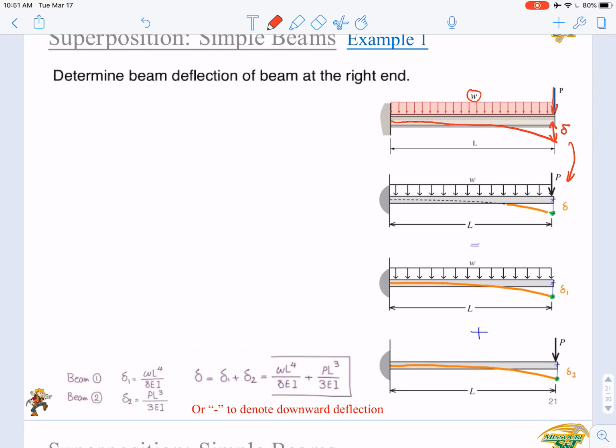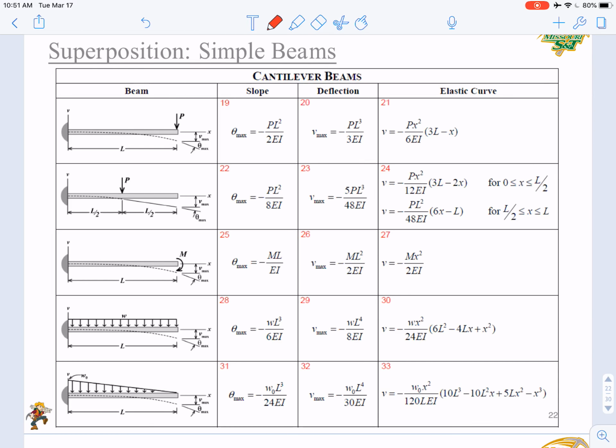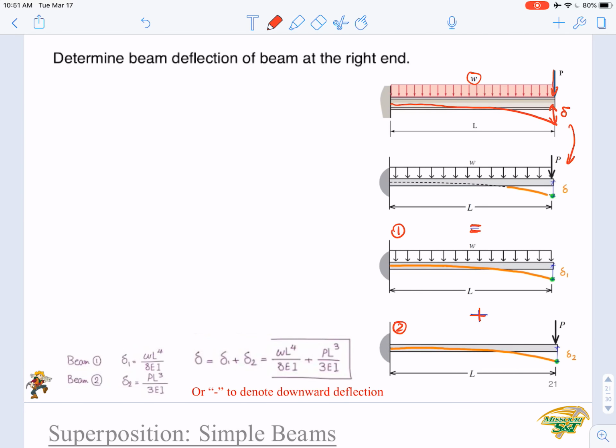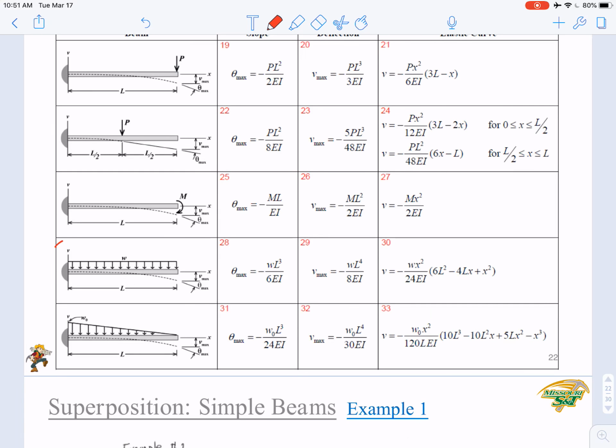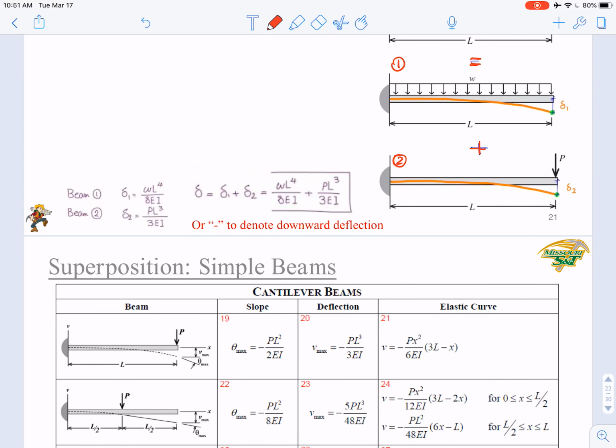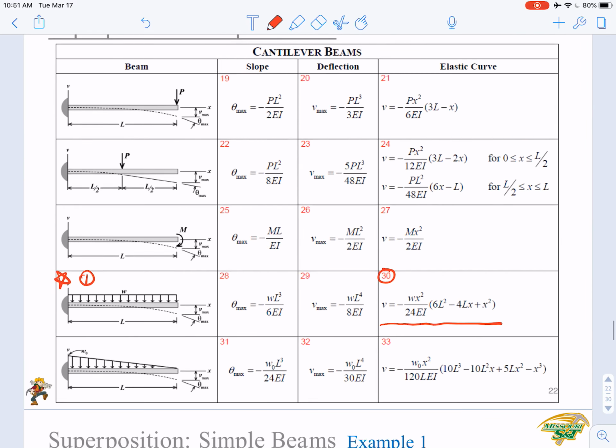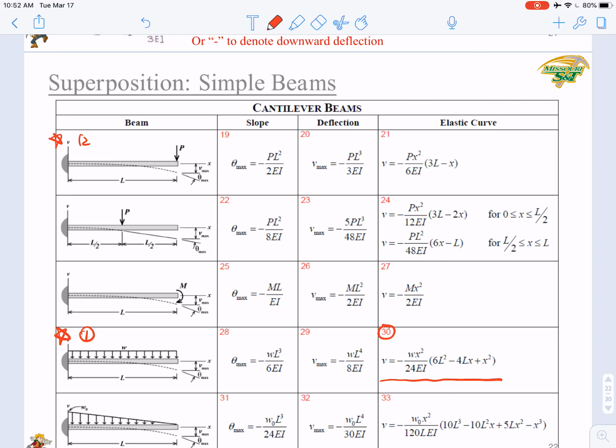As we just showed in the previous slides, what we need to do is to split the combined load into two simple cases. The first one has distributed load, and the second one has concentrated load. In the table you can simply find these two cases. Our case 1, a cantilever beam carrying distributed load, is here, and you can see equation number 30 is the elastic curve. Then case 2 is the cantilever beam carrying a concentrated load at the free end. It's right here, and equation 21 is our elastic curve.